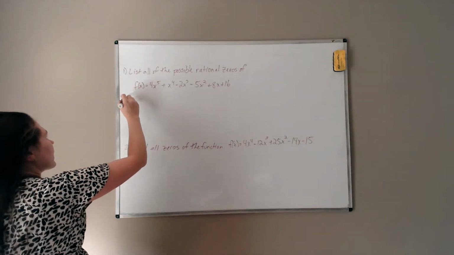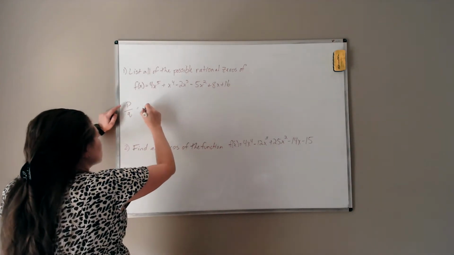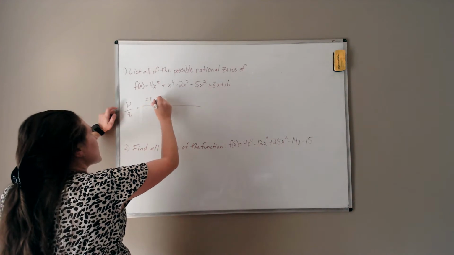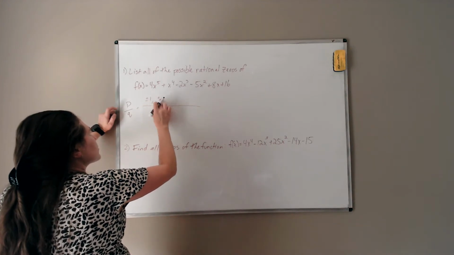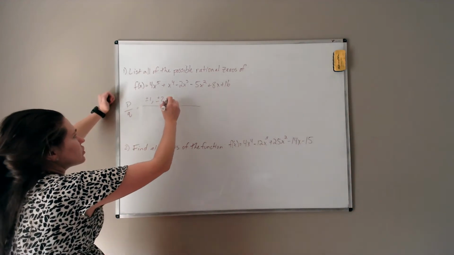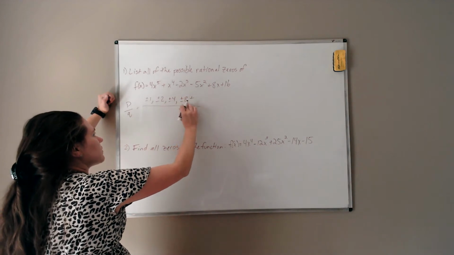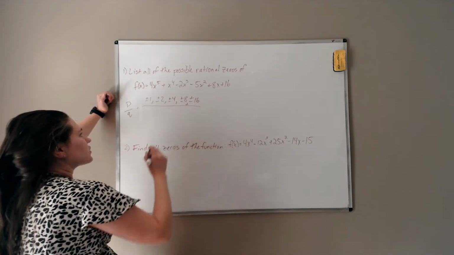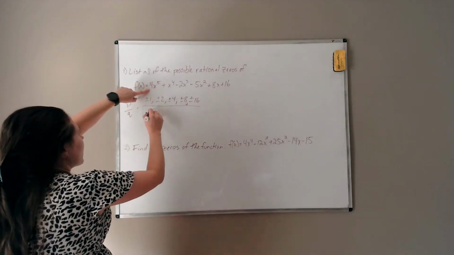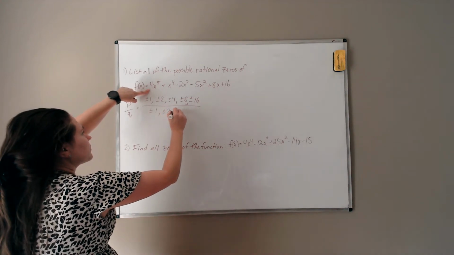P is every factor of the constant term. So the constant term is 16. So we're going to list all of the factors of 16. So plus or minus 1, plus or minus 2. You have to include the negatives. After 2, then 4. After 4, 8. After 8, 16. So these are all the factors of the constant term. Now, all of the factors of the leading term. So you have to make sure you're in standard form.